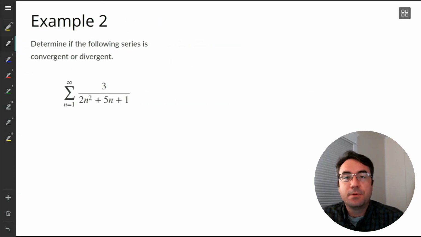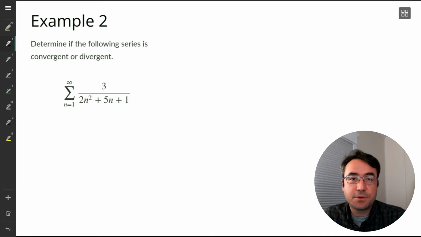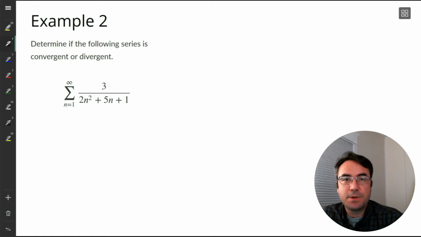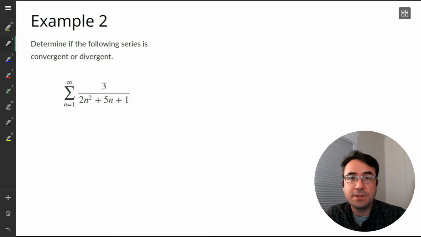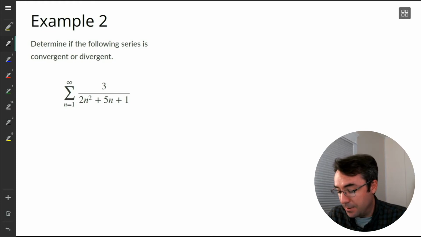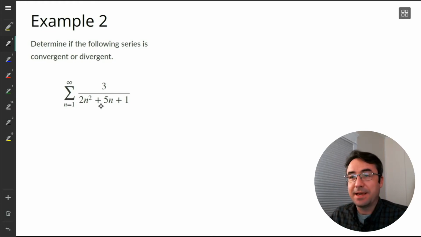Example 2. We're going to determine if this series is convergent or divergent. Now, what series are we going to be looking at here? It's the sum from n equals 1 to infinity of 3 over 2n squared plus 5n plus 1. Now, technically speaking, we could probably do the integral test on this, but trying to integrate this function might be difficult.